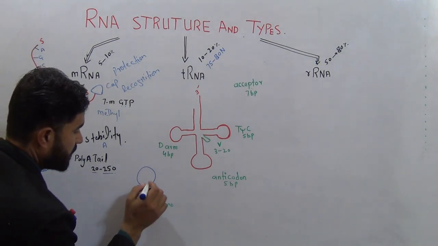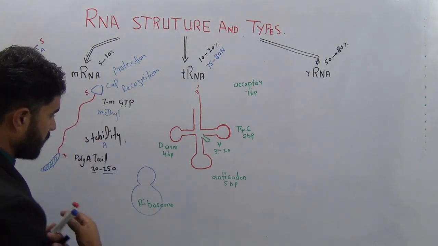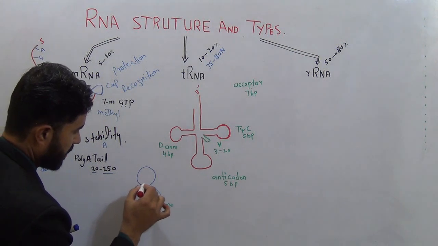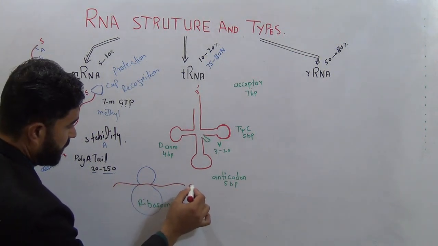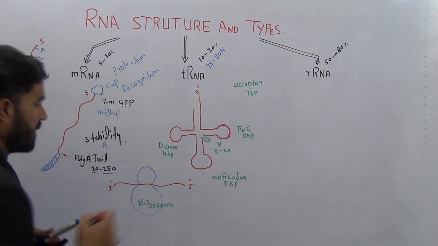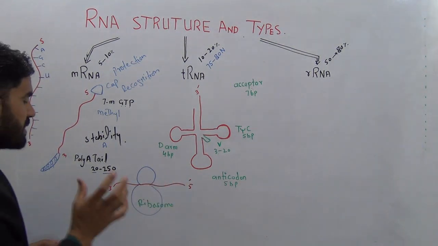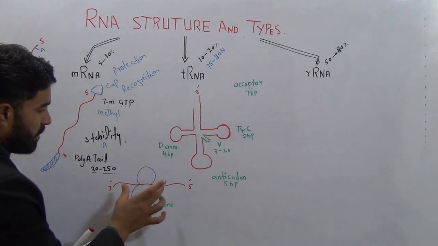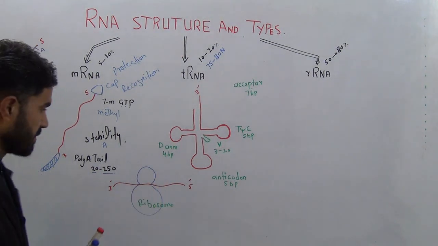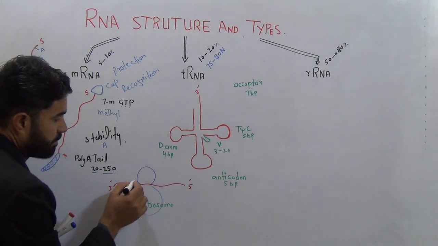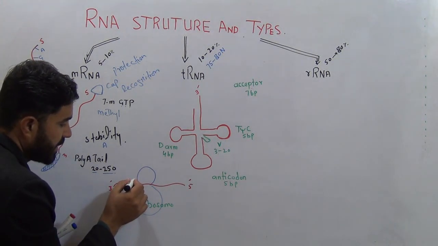Now here you can see that messenger RNA will come here. This is the messenger RNA. This will be the 5' and this will be the 3'. So once the messenger RNA is attached to the ribosome, with the help of this messenger RNA you will see protein synthesis, meaning many amino acids will aggregate here.